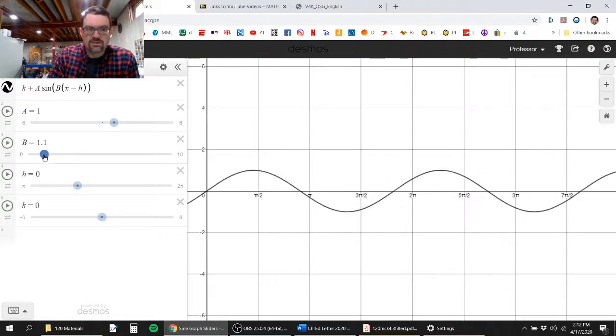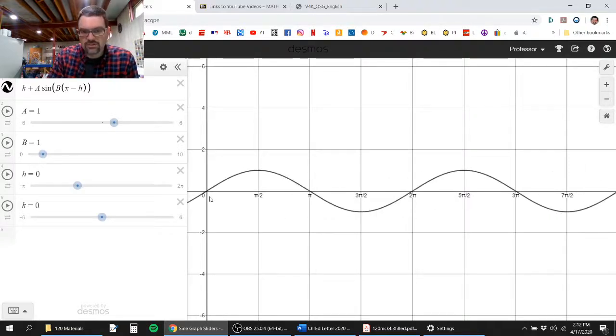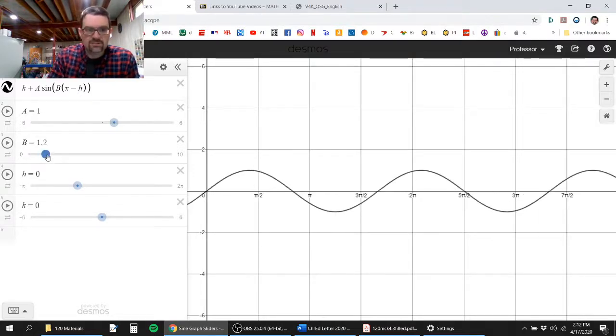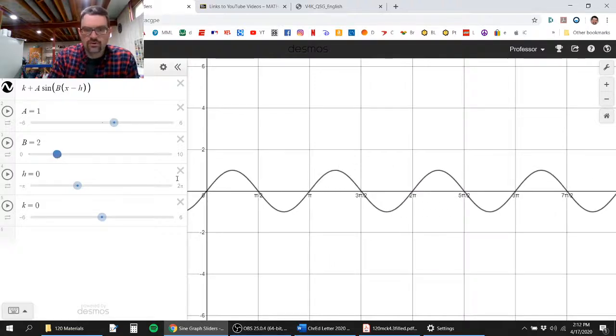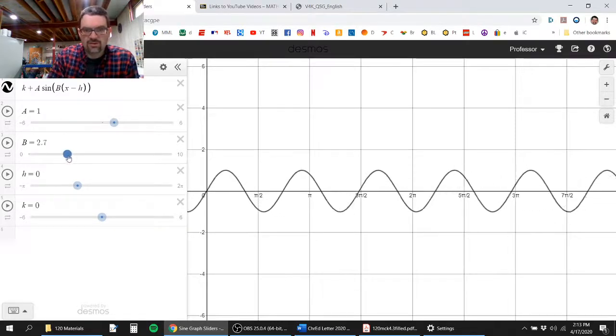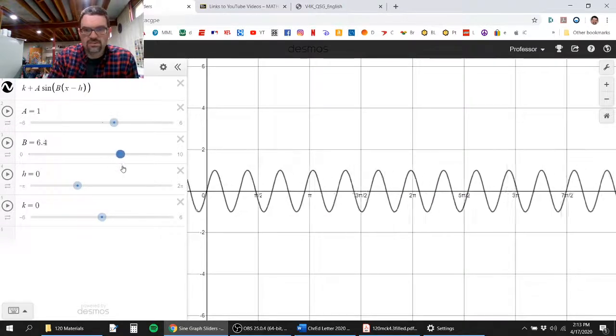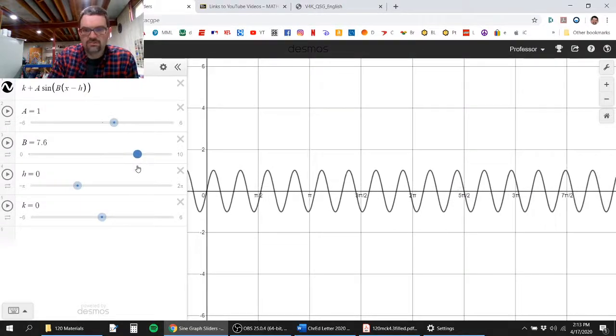So here's our usual sine function. Starts at 0, ends at 2 pi, right? That's the length of one full cycle. Well, when B gets bigger, like if B is 2, for example, now the period is half as long. It goes through its whole cycle, and it's finished by the time it gets to pi. And as B gets bigger and bigger, the length of one cycle gets smaller and smaller, like so.